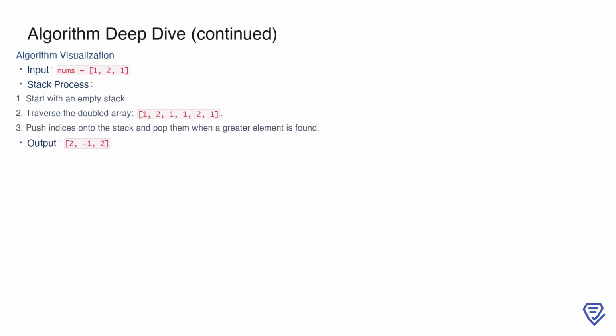To visualize the algorithm, consider the input nums equals [1, 2, 1]. We start with an empty stack and traverse the doubled array, which becomes [1, 2, 1, 1, 2, 1]. As we iterate through this array, we push indices onto the stack and pop them when a greater element is found. For example, when we encounter the second element, 2, it's greater than the first element, 1, so we pop the stack and update the result for the first position.